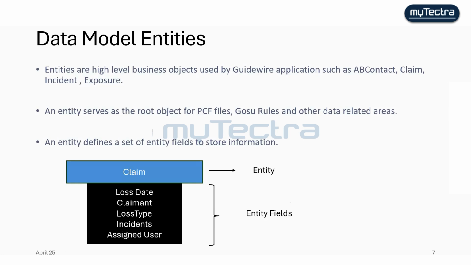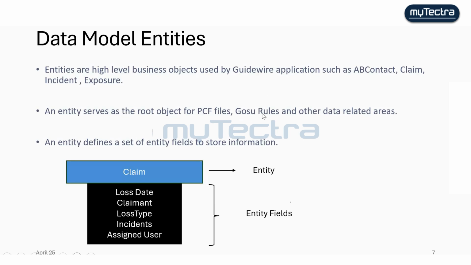From the claim object only it can give all the data. What is the loss date, what is the loss detail, what are the exposures, what are the vehicles involved, everything you see in the loss summary screen comes from the root claim object. So that's why they say it's a root object for PCF files. Same for rules, obviously. We have claim validation rules, claim closure rules, claim segmentation rules. For everything, claim is the root object.